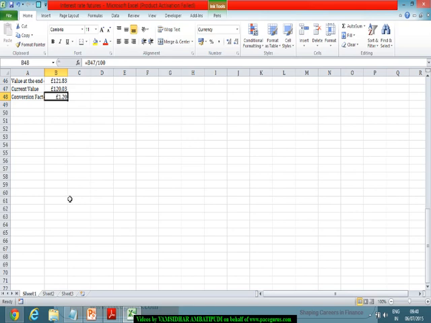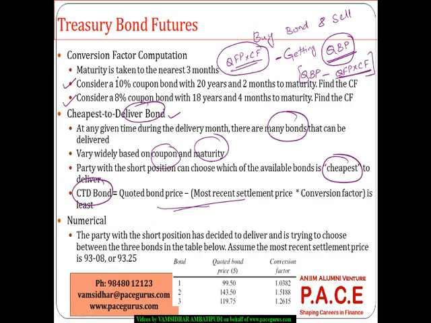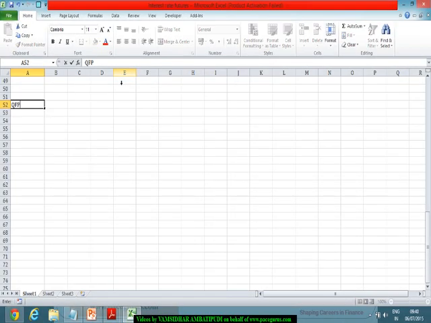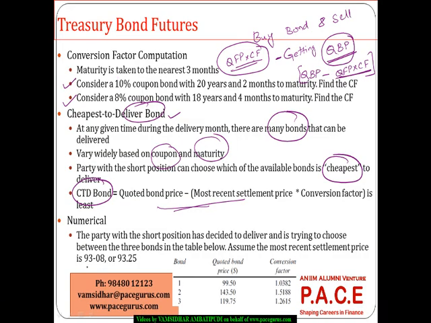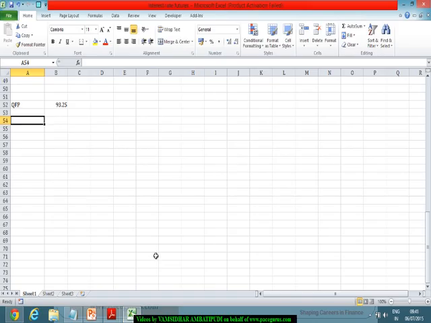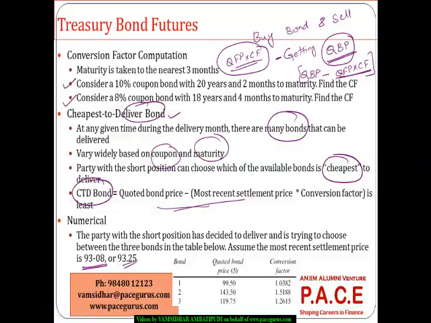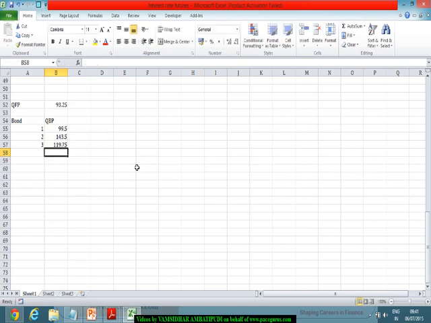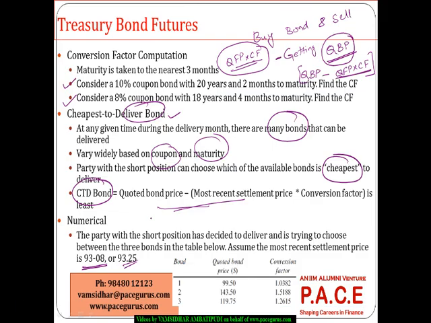Now let's look at the numerical, which is talking about the cheapest to deliver. We are talking about the quoted futures price. We got it as 93.25. Now you see the notation: 93-08 is nothing but 93 plus 8 by 32, or 1 by 4, so 93.25. Now we are talking about three bonds, right? The bond quoted prices are 99.5 for this, 143.5 for this, and 119.75 for this. So these are the prices at which these bonds are available in the market.